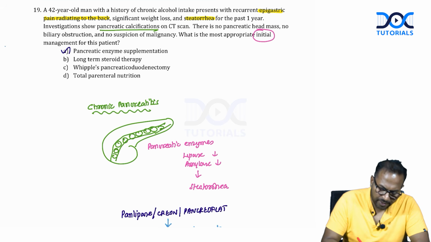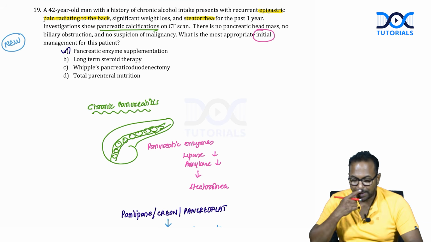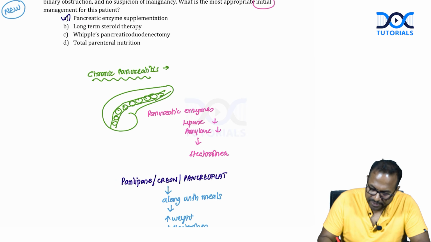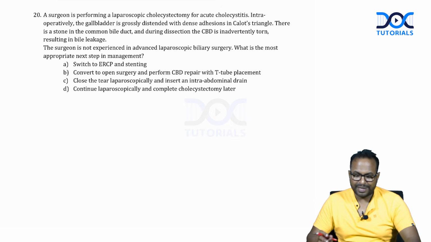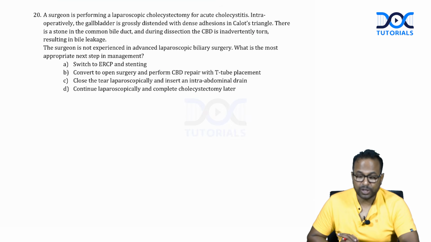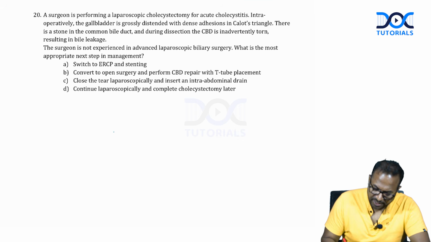This is also a new question, a new concept asked in the FMGE exam. So, a new question on chronic pancreatitis presenting with steatorrhea. A surgeon is performing laparoscopic cholecystectomy for acute cholecystitis. Intraoperatively, the gallbladder is very big, distended, and dense adhesions are seen in Calot's triangle.